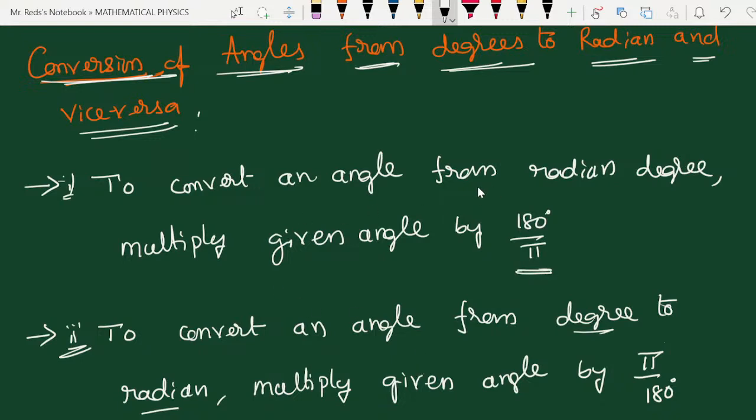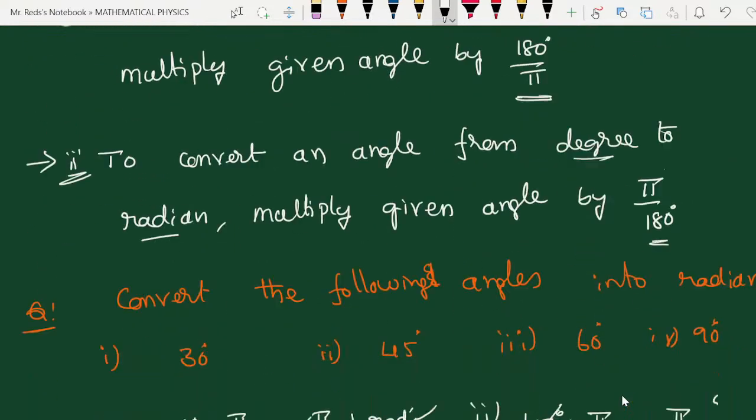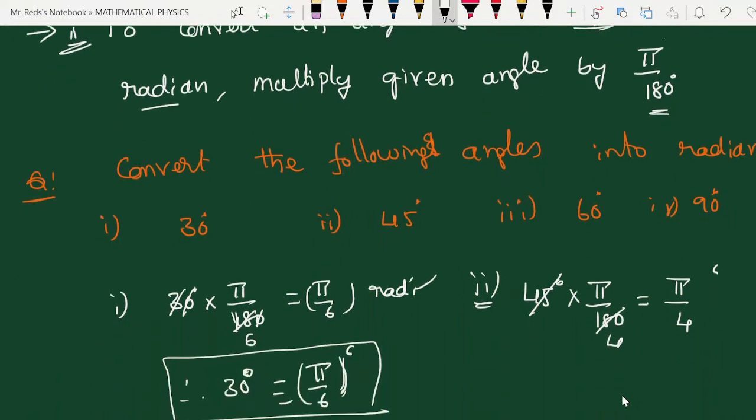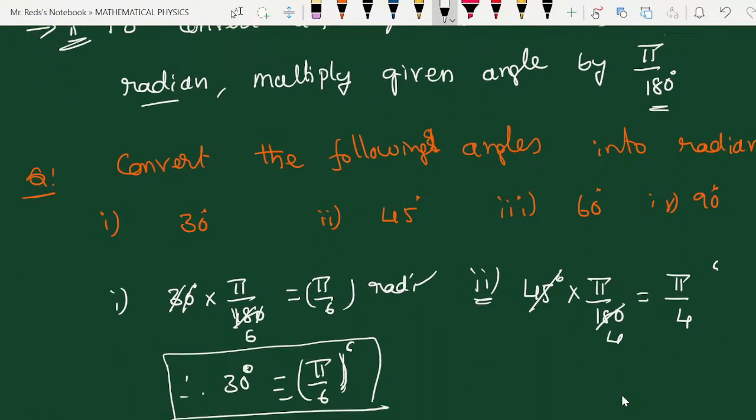That is, to convert an angle from radian to degree, we multiply with 180 by pi. Whereas to convert an angle from degree to radian, we have to multiply the given angle by pi by 180. Based on this we did a few examples also. I hope you guys have remembered these points.